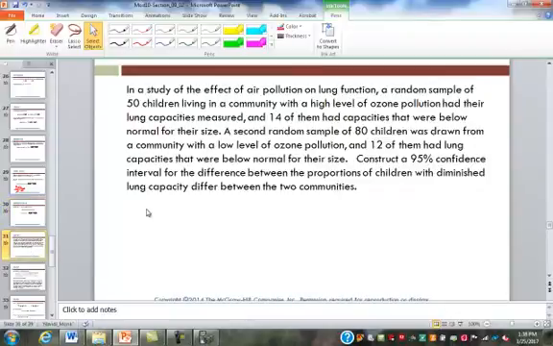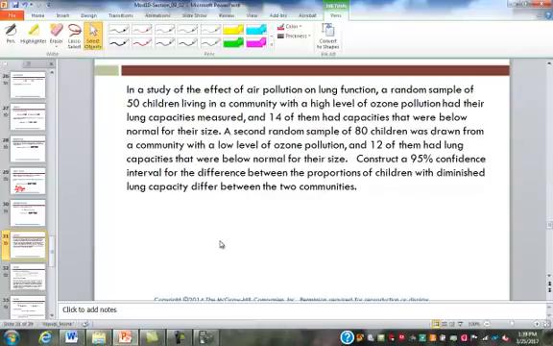So let's do an example. In a study of the effect of air pollution on lung function, a random sample of 50 children living in a community with a high level of ozone pollution had their lung capacities measured. 14 of them had capacities that were below normal for their size. A second random sample of 80 children was drawn from a community with a low level of ozone pollution. 12 of them had lung capacities that were below normal for their size. So construct the 95% confidence interval for the difference between the proportions.